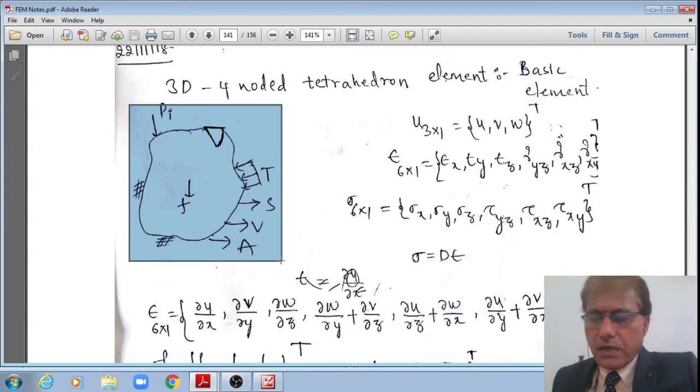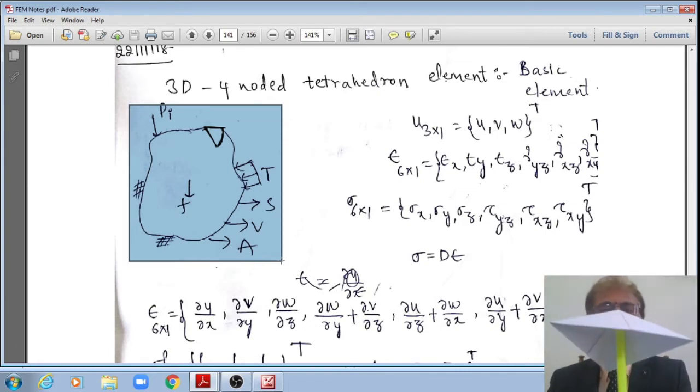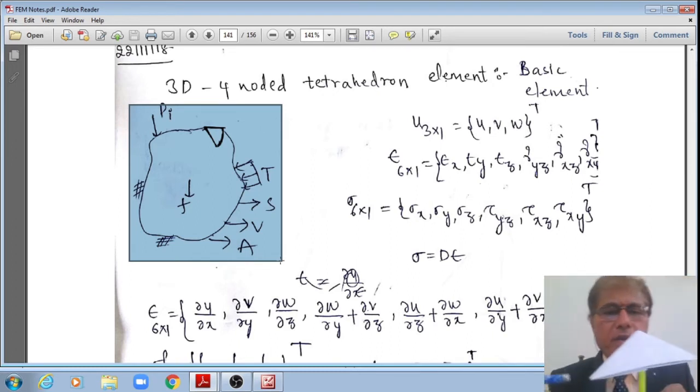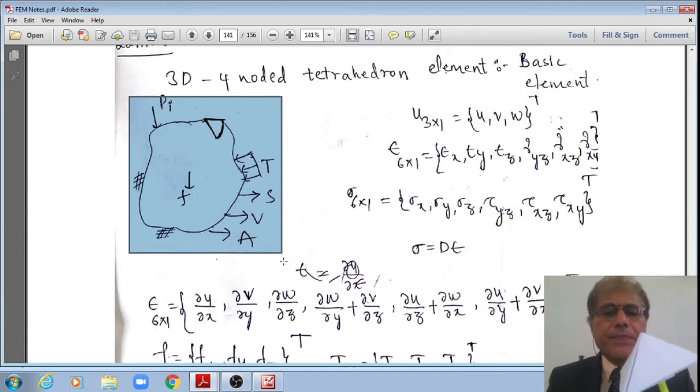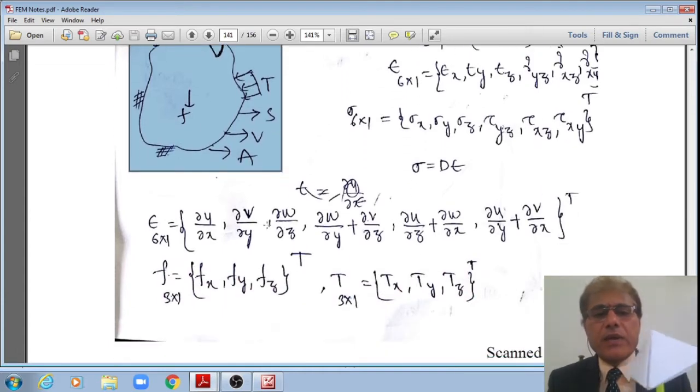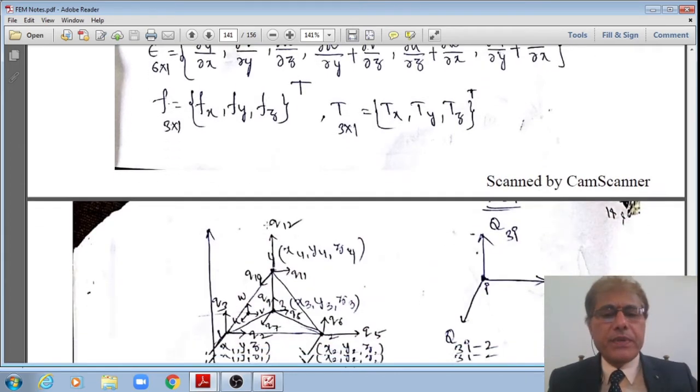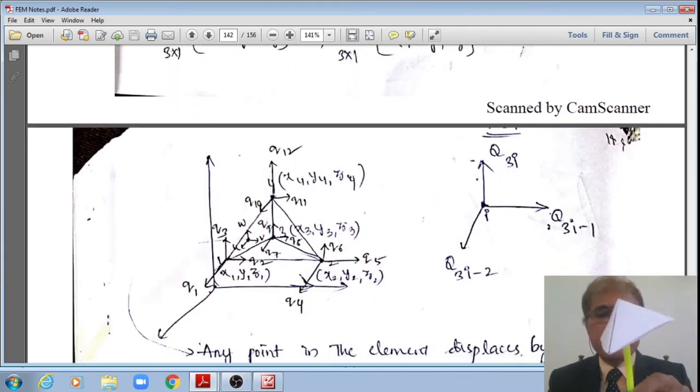Now I'll show that like this, right? I've just taken out that 3D four-noded tetrahedron. I do have the first node, second node, third node as the base, and this is the fourth node, right? This is one element which I have taken from the 3D continuum, which is resembling this, right?